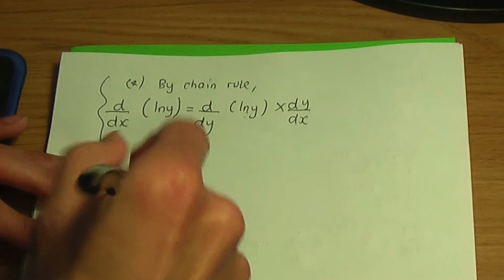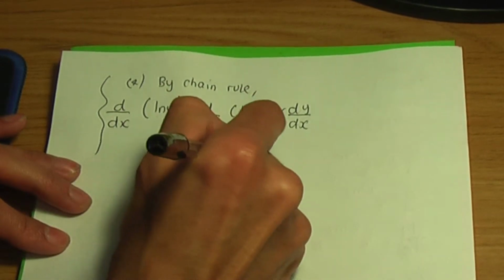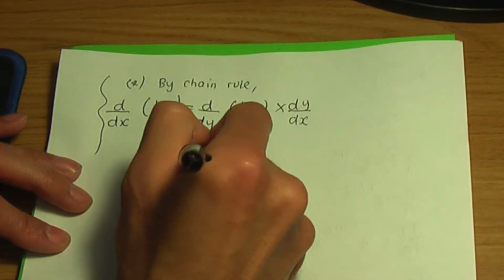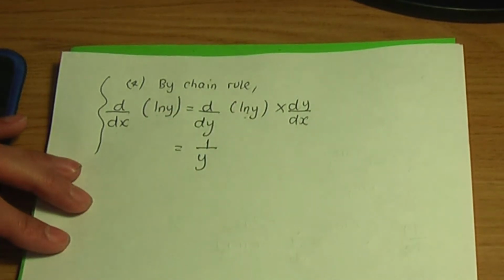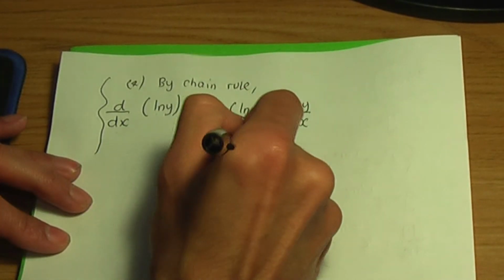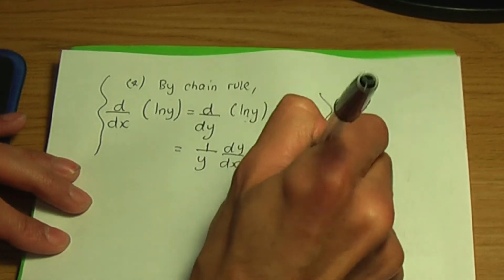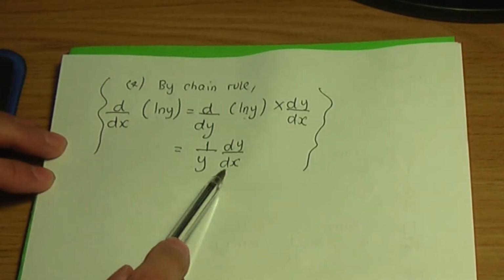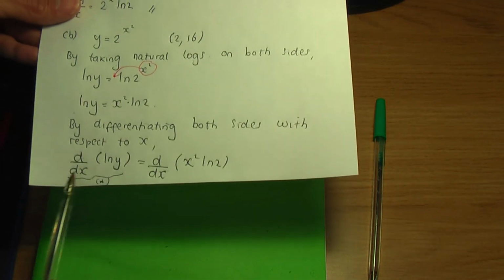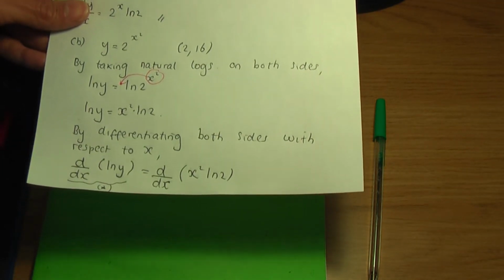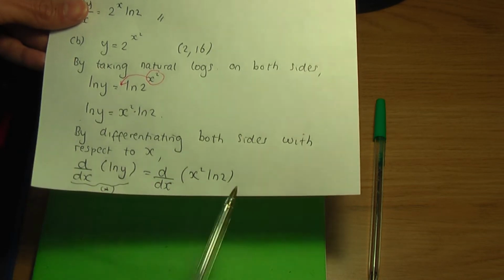Now, the derivative of ln x is 1 over x, so when you differentiate ln y, it's 1 over y, times dy over dx, which is 1 over y, dy over dx. So that should be the solution to star. Star is the derivative of the left-hand term. So let's incorporate that in the main step.